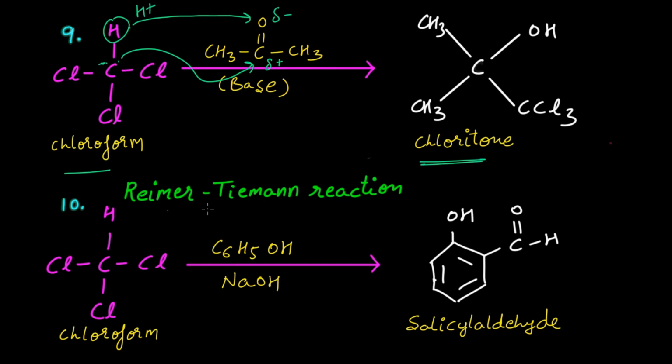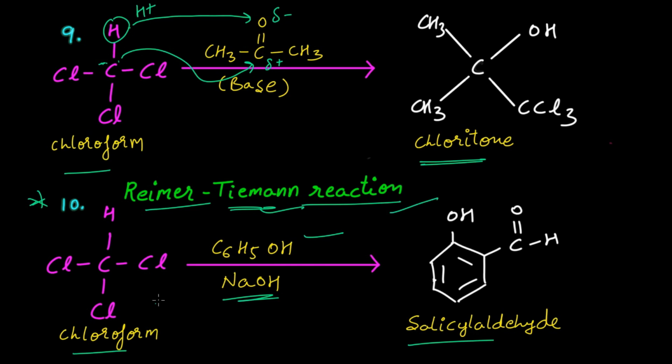Now the 10th reaction is really important. Why? Because it is a named reaction, the Reimer-Tiemann reaction. I don't know how to pronounce it, you can pronounce it however you like. When chloroform is treated with phenol in the presence of base, you are going to get salicylaldehyde. This is a direct reaction, a named reaction, an important one, so note it down.